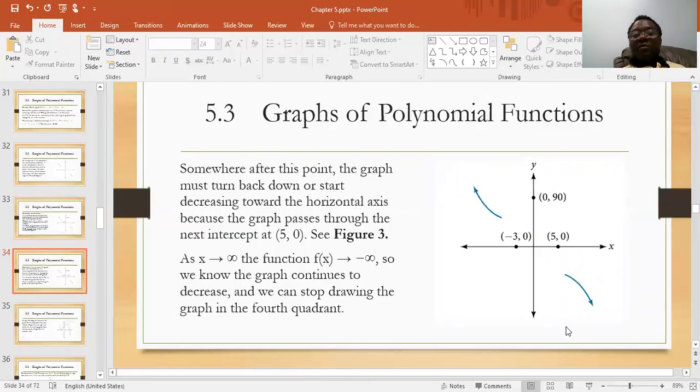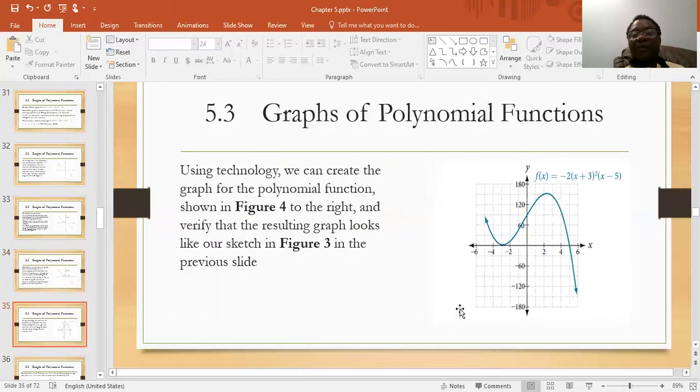Somewhere after that point, the graph must turn back downward and start decreasing toward the horizontal axis, because the graph passes through the next intercept, which is (5, 0). So this idea will help us to reflect on and understand the behavior of the graph. We expect a graph of this shape, which is what a graphing device can provide us with.